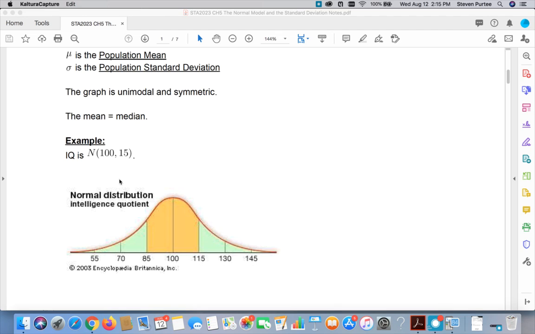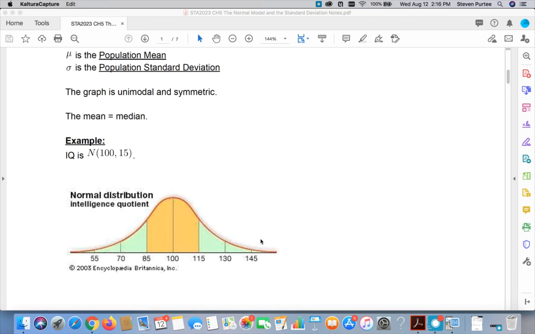As an example, IQ is a normal distribution with mean 100 and standard deviation 15. Now IQ, we really don't know what IQ measures. We know it doesn't measure success at all. So we're going to talk a little bit about IQ during the next few videos, but we're not really talking about smarts versus dumbs. We're talking about just a test that people take and what kind of scores they get on those tests.